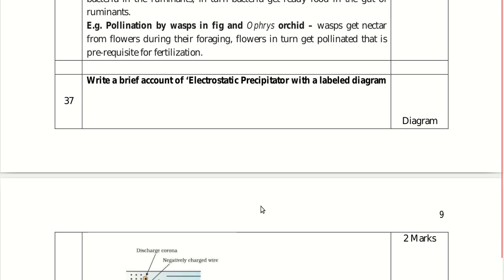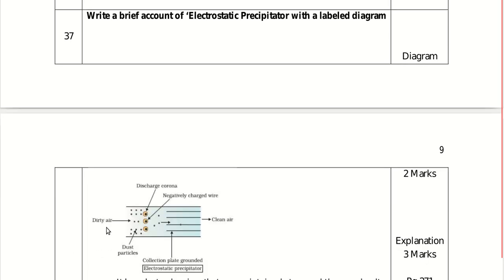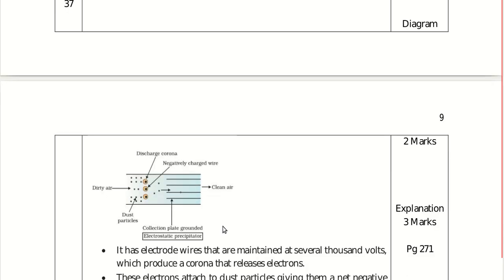So 2 marks is for the labelled diagram. The dirty air, the dirt particles or dust particles, become negatively charged; the wire is there, and they form a corona discharge, and when they pass through the collection plate which is grounded, clean air comes out. That is how the dusty or dirty air is purified to obtain clean air. Explanation is for 3 marks, and the electrostatic precipitator diagram with more than 4 labels is 2 marks.